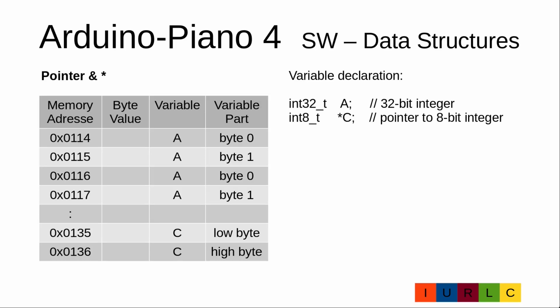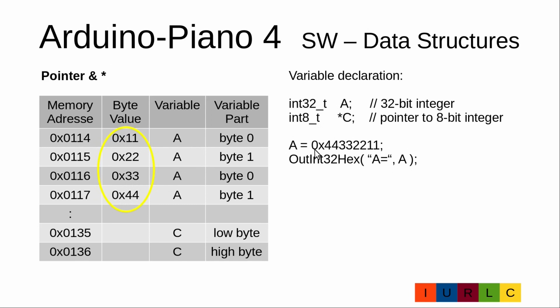Now I want to show how to have access to a part of a bigger variable structure via pointer and how the pointer arithmetic works. We define a 32-bit integer variable a and a pointer variable which points to an 8-bit integer variable. First we load the hex value 44332211 into the variable a and send the contents to the monitor, and we will get 44332211.